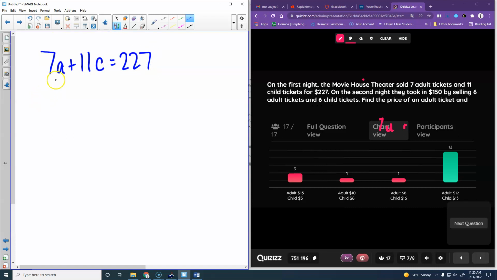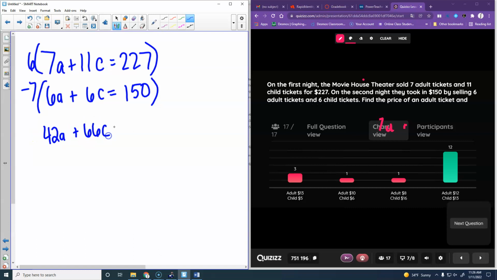And then we've got 6A, 6C equals 150. So you can get rid of A's or C's here. It really does not matter. I'm going to get rid of A, so multiply by 6 on the top, negative 7 on the bottom.